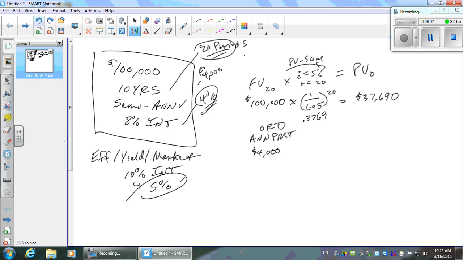So 20 payments at 4,000, of course, is $80,000. Okay, it's $80,000 of interest over the term. That's the cash interest, right? It's not going to be the interest expense. Interest expense is based on 5%, 10% a year, 5% semi-annually. Okay, so this is going to be what?